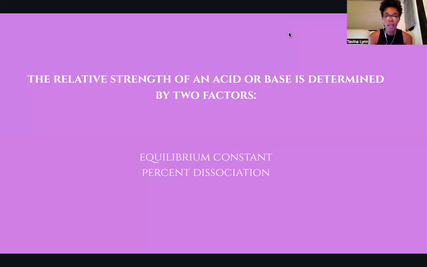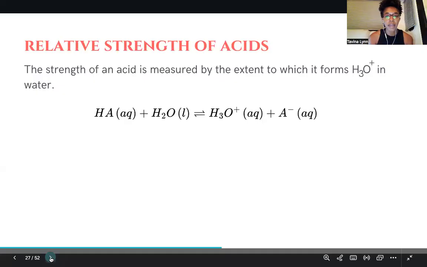Okay, let's talk about the strength, or the relative strength, of an acid or base. There are two factors that we look at. We look at their equilibrium constant, Ka or Kb, and then we look at the percent dissociation, right? Percent dissociation: how much of the acid or base has been dissociated into its ions. So let's look at acids first.